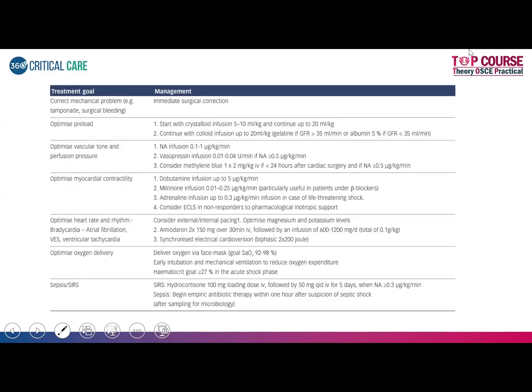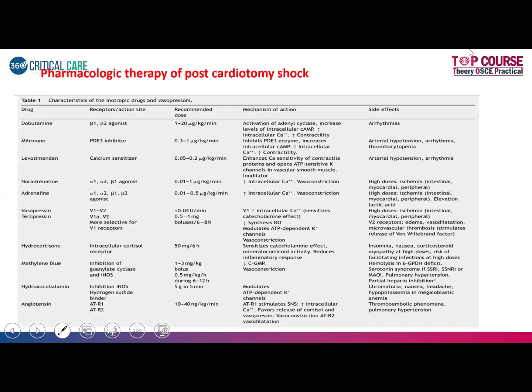For example, if the patient is in sepsis, with any SIRS response, whether a shock dose of hydrocortisone needs to be given, or whether the patient needs to be given methylene blue. All those things have to be seen. These are the entire collection of drugs in the armamentarium that we have, not only for post-cardiotomy shock but for any kind of shock, and these need to be used.